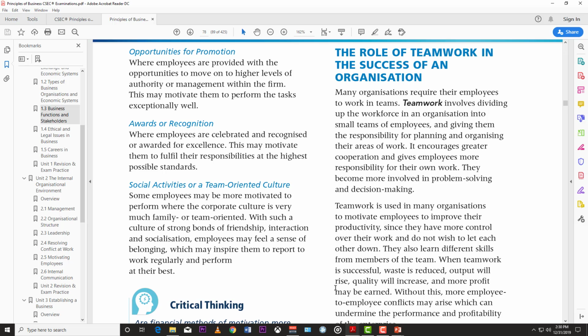Two or more persons in a business working together to achieve a specific task, a specific goal. So they say again, teamwork involves dividing up the workforce in an organization into small teams of employees and giving them the responsibility for planning and organizing their areas of work.